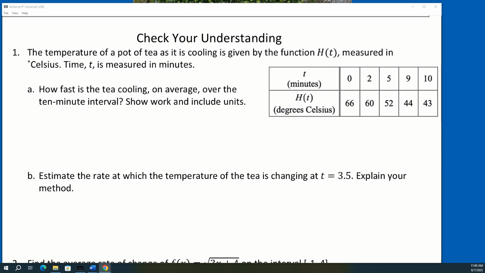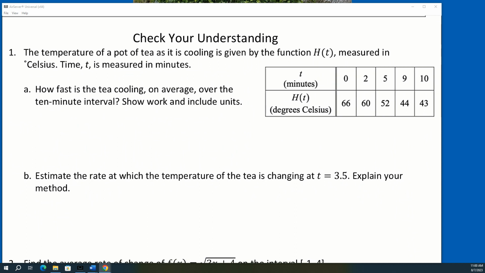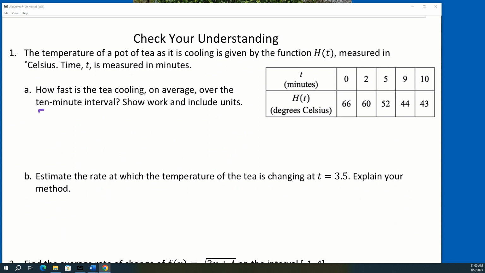So for number 1, the temperature of a pot of tea as it is cooling is given by the function h of t, and it's measured in degrees Celsius. Time, which is lowercase t, is measured in minutes. So A asks, how fast is the tea cooling on average over the 10-minute interval? And we're going to show our work and give our units. So the 10-minute interval is the interval from 0 minutes to 10 minutes. Someone in my last class got slightly confused about that.